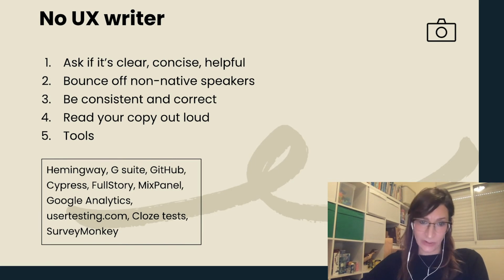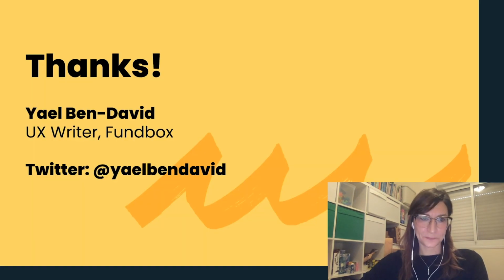Read your copy aloud. If you've written something that sounds like no normal human being would actually say, you might want to work on it a bit to make it more conversational. And there are tools out there. I'm certainly not going to go over all of the tools out there. I'm just throwing this up here so that if you want to screenshot Hemingway, G Suite, GitHub, Cypress, Full Story, whatever looks new and interesting to you, you can Google it later.